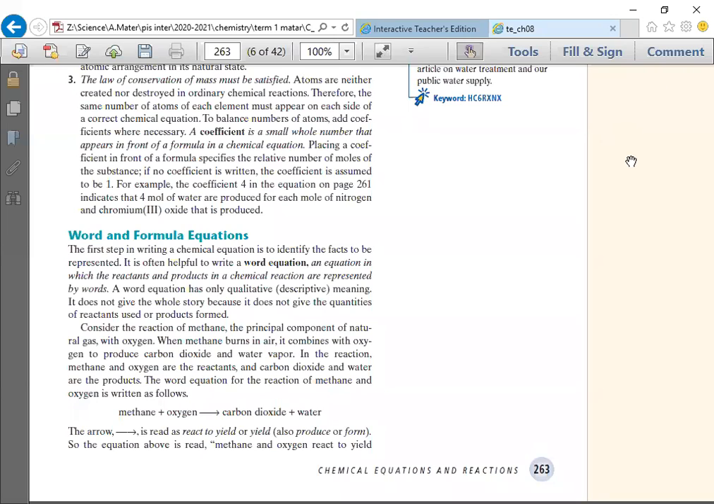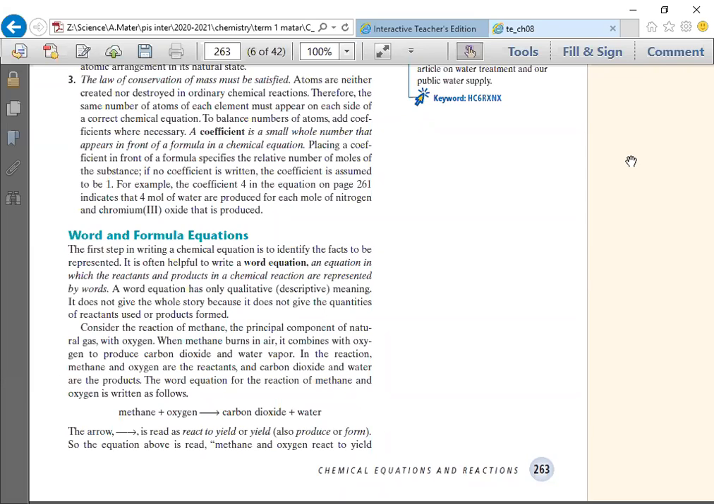Okay, guys, today inshallah we're going to continue section 1 of chapter 8. We keep talking about the chemical reaction and chemical equation. So yesterday we learned what a chemical reaction is and how to describe a chemical reaction with a chemical equation, and all the characteristics of the chemical equation and the different indications of a chemical reaction. Today inshallah we're going to continue. We're going to talk about the word and the formula equation.